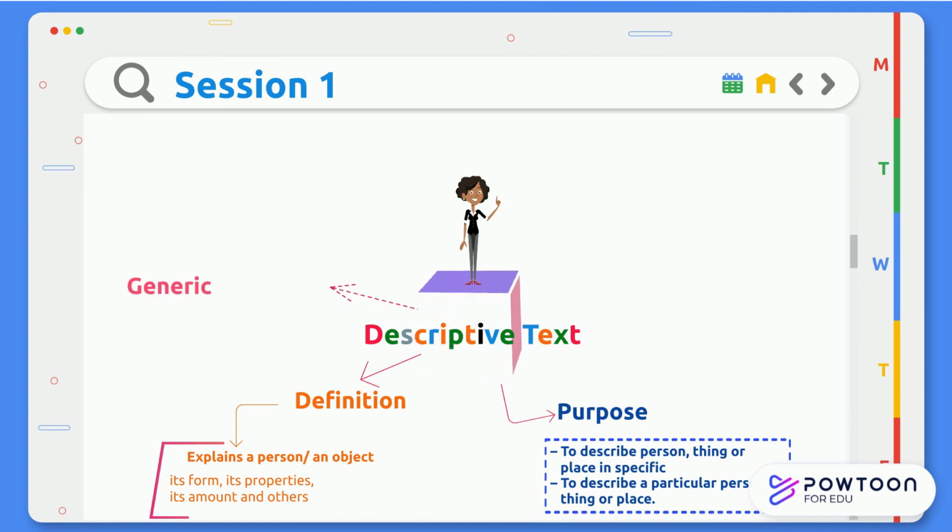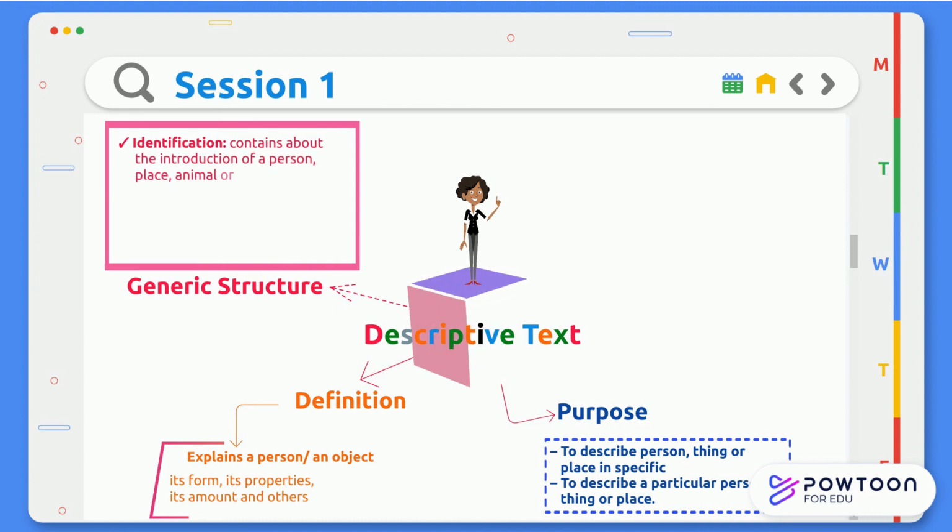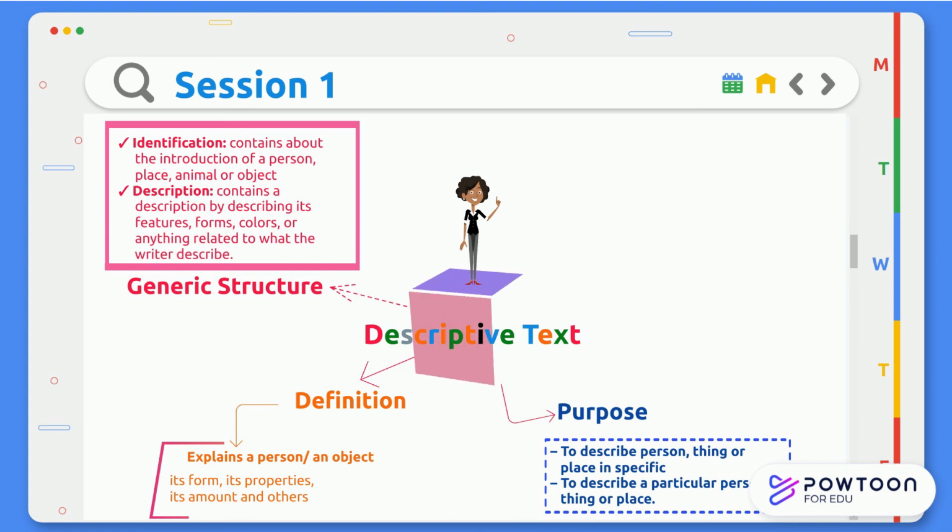Third, the generic structure. When writing descriptive text, there are some generic structures. The arrangement is identification. Identification contains the introduction of a person, place, animal, or object that will be described. Description. Description contains a description of something such as animal, things, place, or person by describing its features, forms, colors, or anything. And lastly, the language feature.